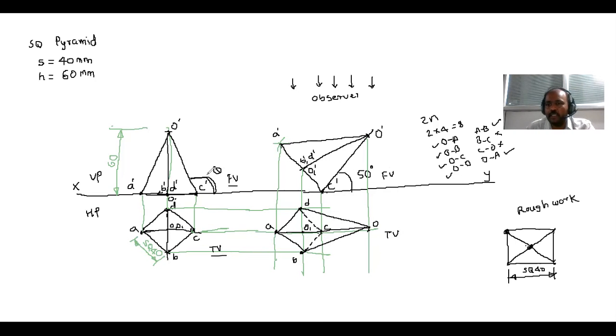In the first stage, we kept the square pyramid on the right side, on the corner. We drew two views. After that, in the second stage, we inclined that solid in such a way that the longer edge is at an angle of 50 degrees to the HP. Then by projection, we completed this figure. So this is the way by which we draw the drawing.